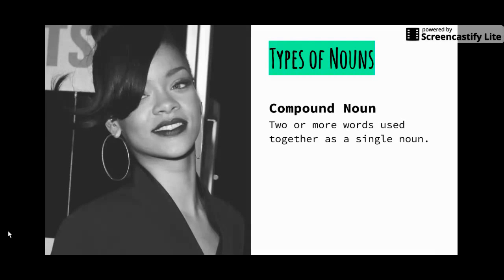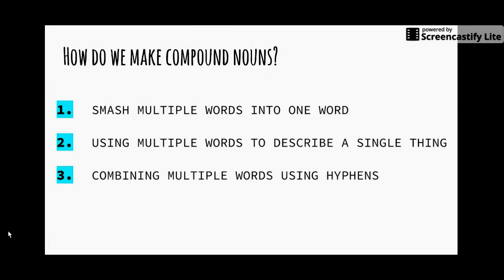This is when 2 or more words are used together as a single noun. There's 3 ways to do this. You can smash multiple words into one word, you can use multiple words that describe a single thing, or you can combine multiple words using hyphens. I know what you're thinking. Let me see those examples. And don't worry, here comes Rihanna with some examples.